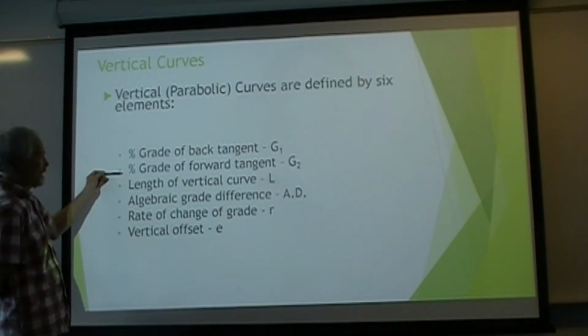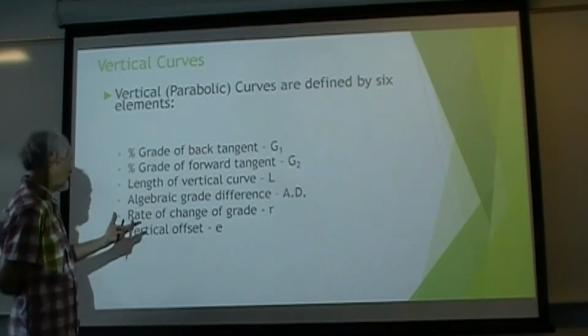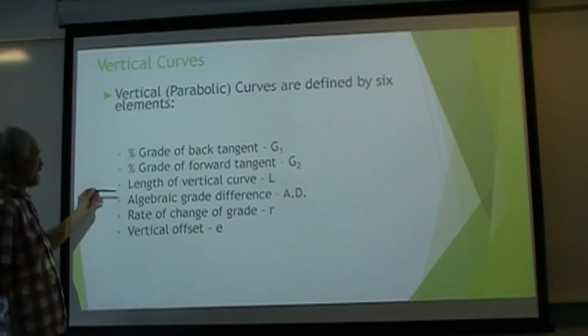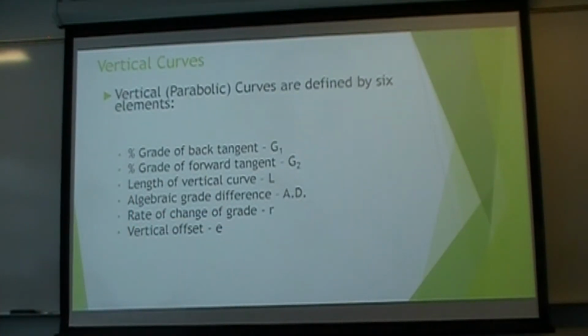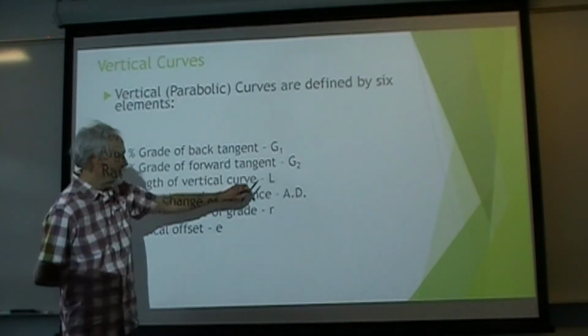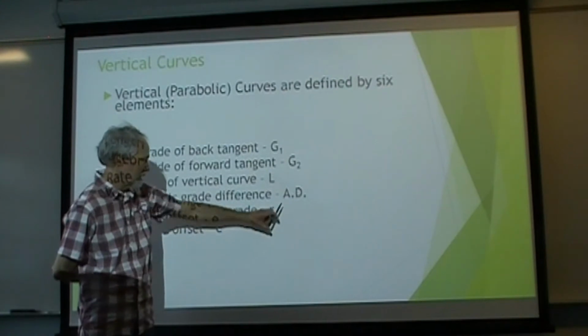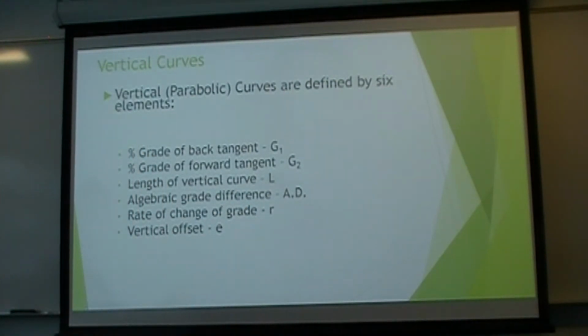G2 is your grade going out, sometimes referred to as your back tangent, forward tangent, or gradient, which is probably a better term. Length of vertical curve, L, remember, is the horizontal distance of that curve. Algebraic difference is the difference between the two grades, so you're just subtracting grade 2 minus grade 1. That would be analogous to delta in a circular arc.